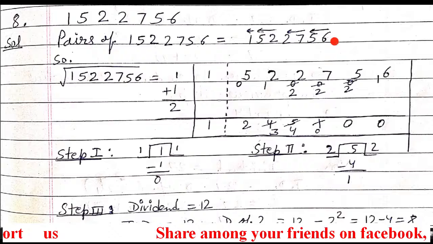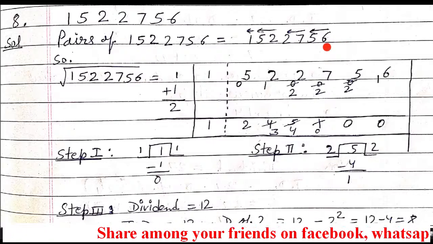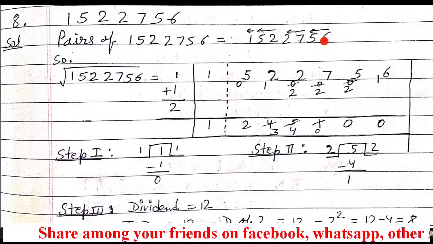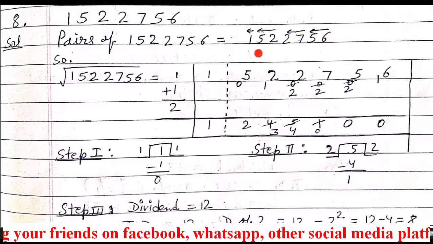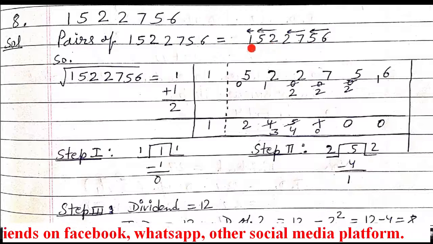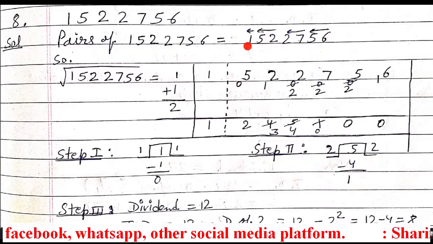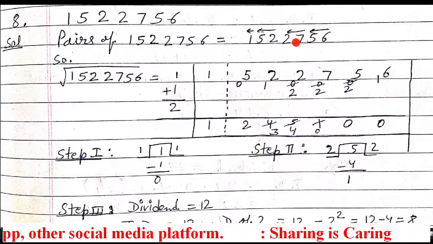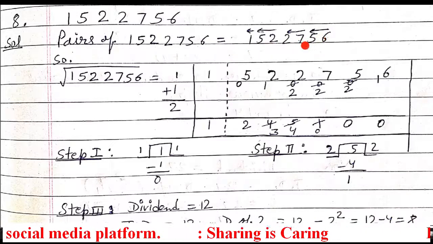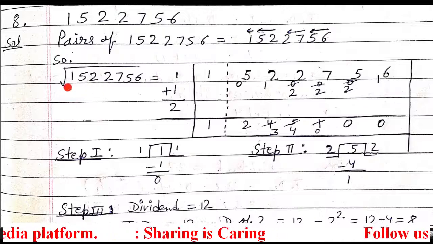From the back side, that is from the units place, we have to make pairs of two-digit numbers. So we found that 56 is in one pair, 27 is in another pair, and 52 in the next pair, and 1 is alone. Now after forming the pairs, we will write these digits in the table. So see here, we are going to start the question.